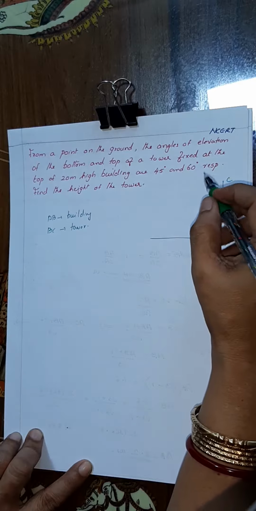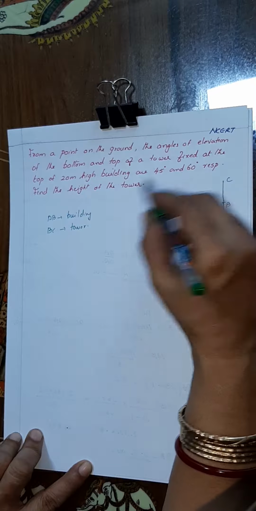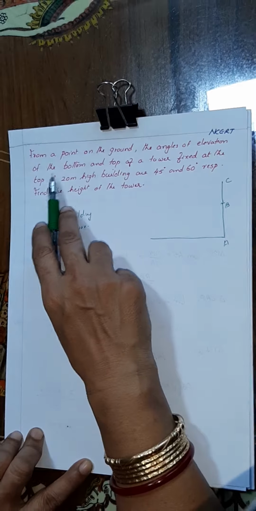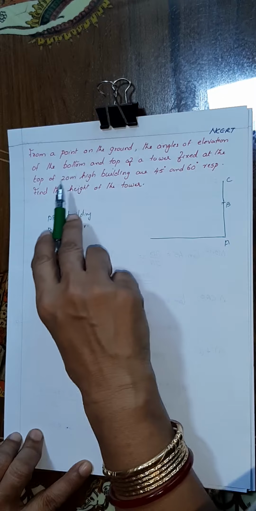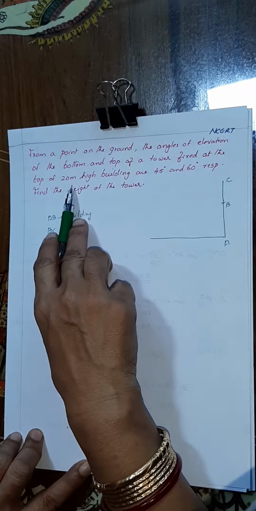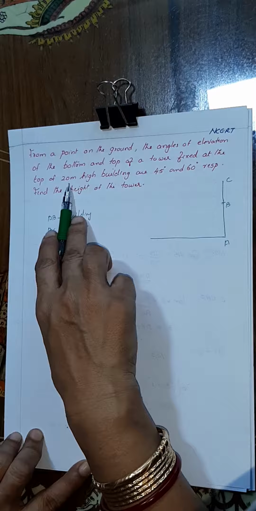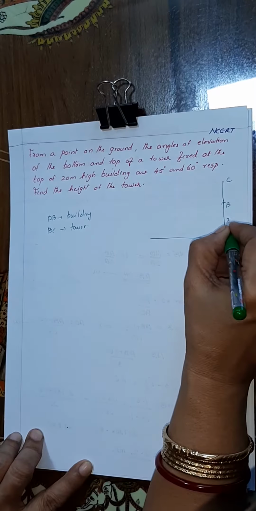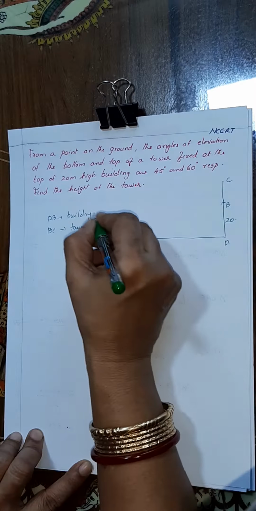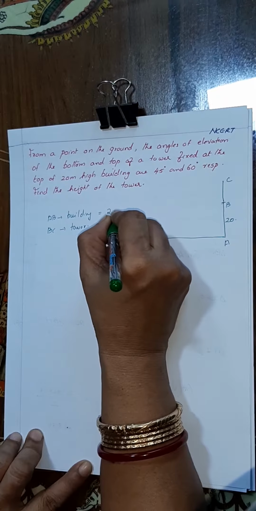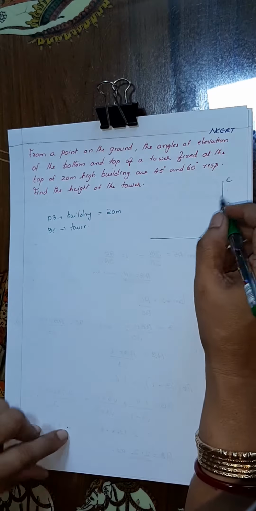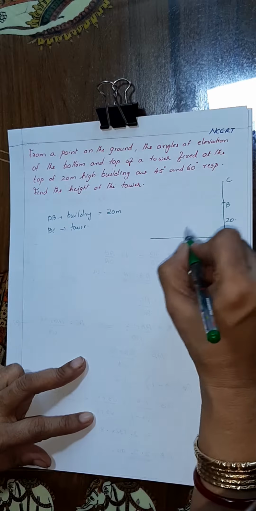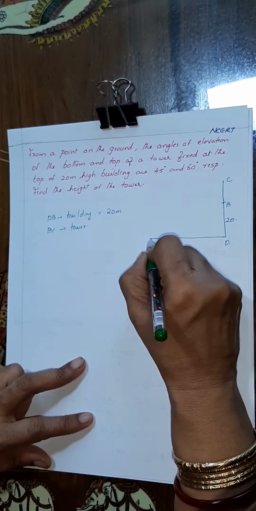Now from a point on the ground, the angle of elevation of the bottom of the tower of the 20-meter high building. So this is 20 meter. So AB is equal to 20 meters, and the angles are 45 and 60 respectively. So the bottom is 45.